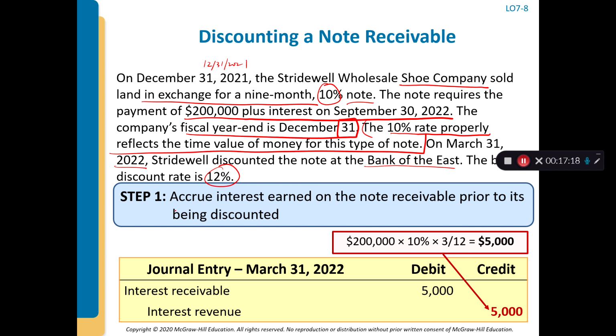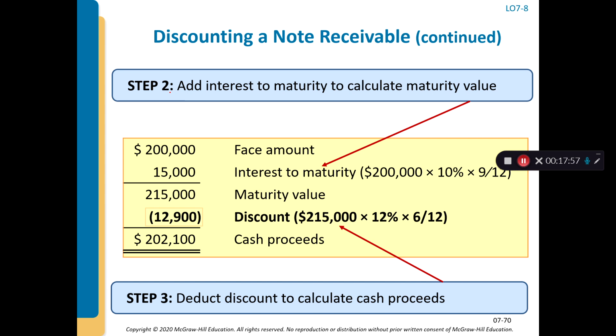So first of all, you want to accrue interest earned on the note prior to being discounted, right? Prior to when you pledge it. So that means from January 1st, 2022 to March 31st, 2022, before you sell the note, because you sell the note on March 31st. And then you debit interest receivable from whoever owes you the note receivable, and credit interest revenue, which is $200,000 at 10%, and 3 months out of 12 is $5,000.